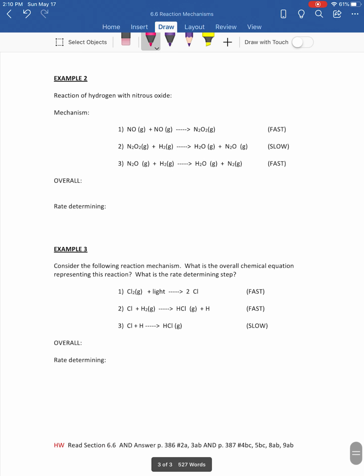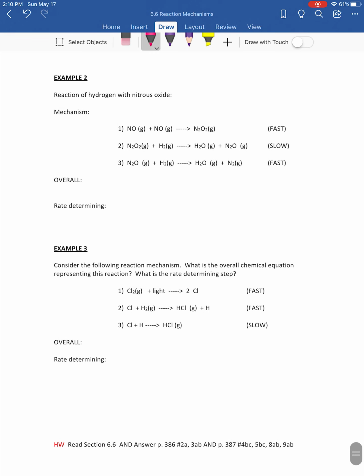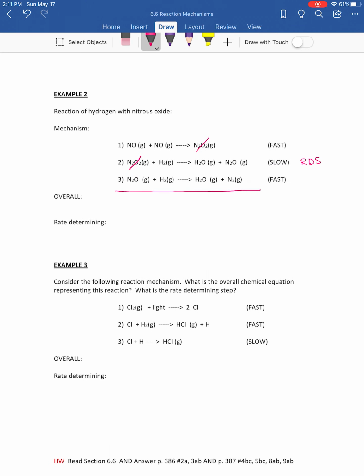So example 2, if we take a look here, if I look at my mechanism, once again there are 3 elementary steps. The first one is fast, the second one is slow, so this is my rate determining step right here, and this is my third one. When we do the overall, N2O2 cancels out, and my N2O here cancels out. So those are my reaction intermediates.